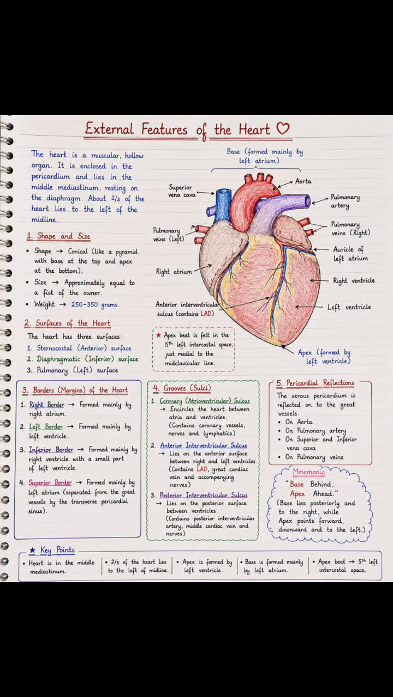So let's quickly remember the key points. The heart lies in the middle mediastinum. About 2/3 of the heart lies to the left of the midline. The apex is formed by the left ventricle. The base is formed mainly by the left atrium, and the apex beat is felt in the 5th left intercostal space. So that's all about the external features of the heart.